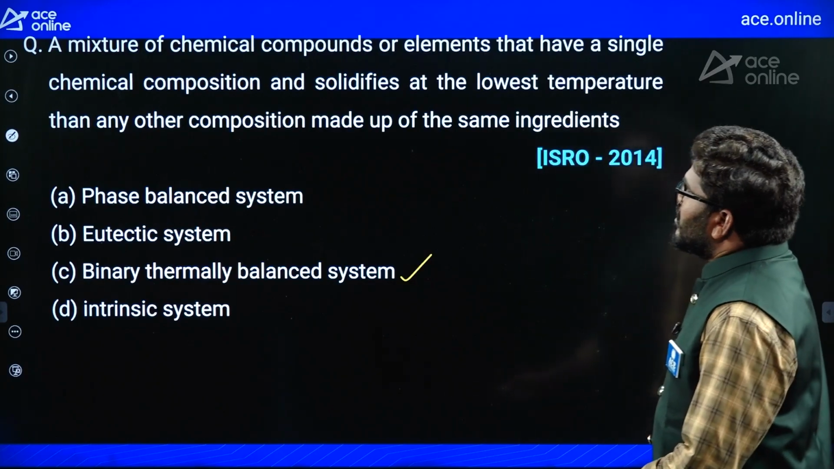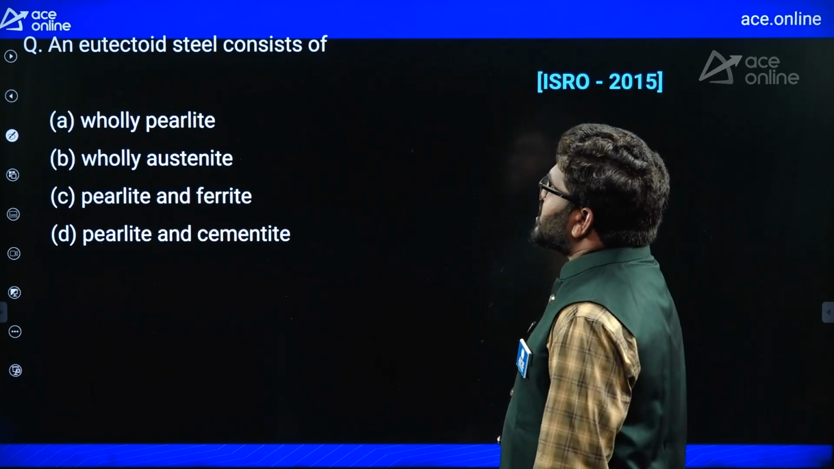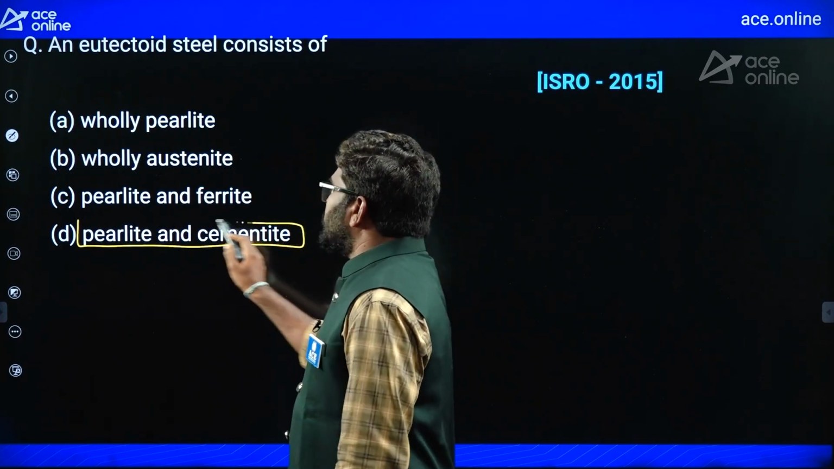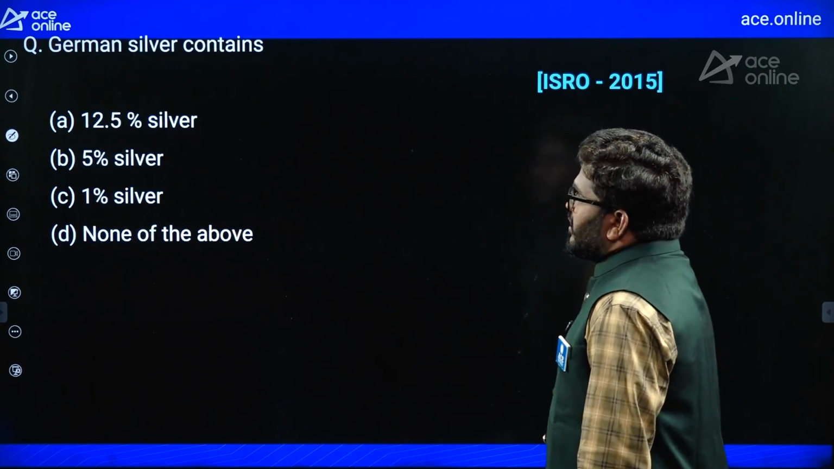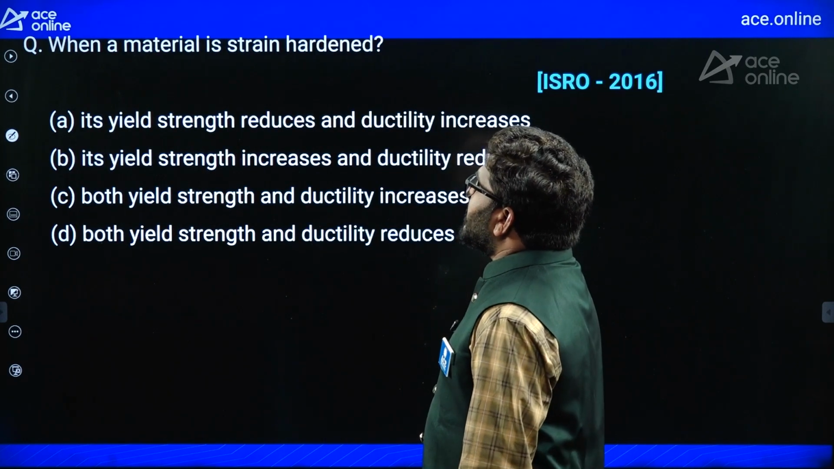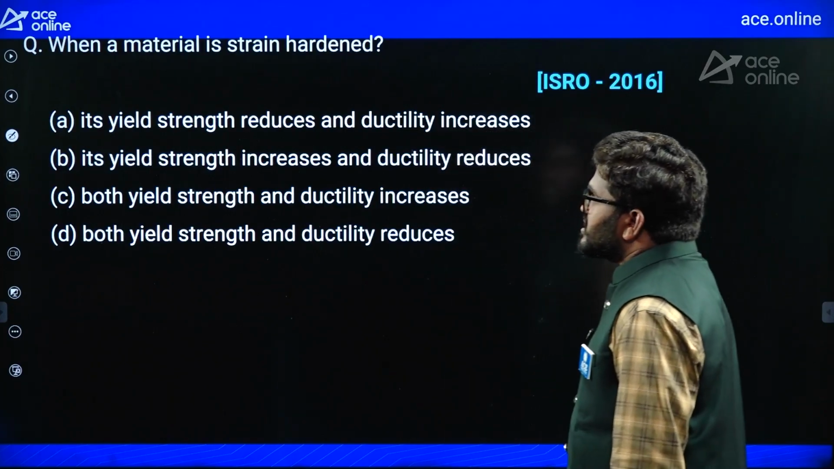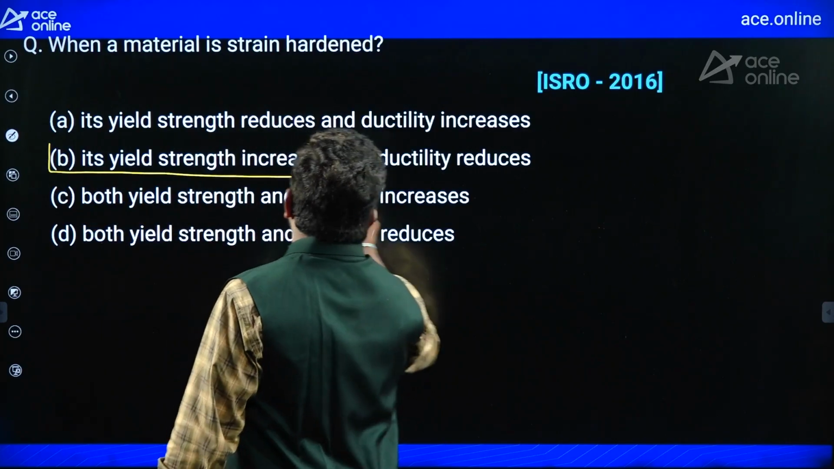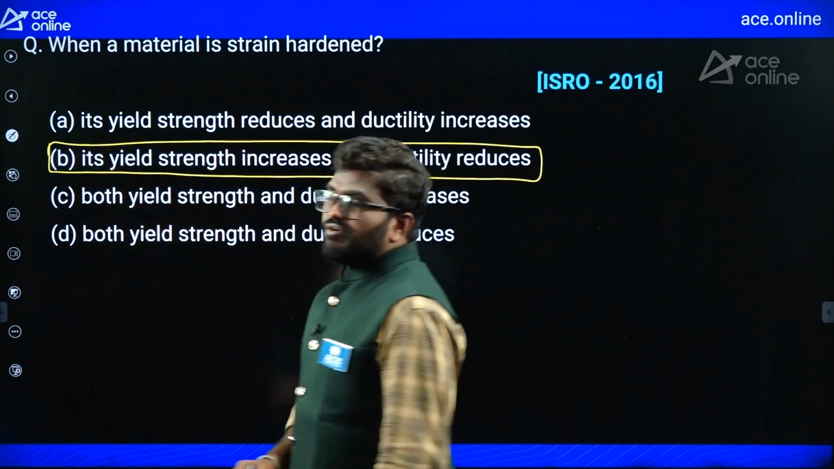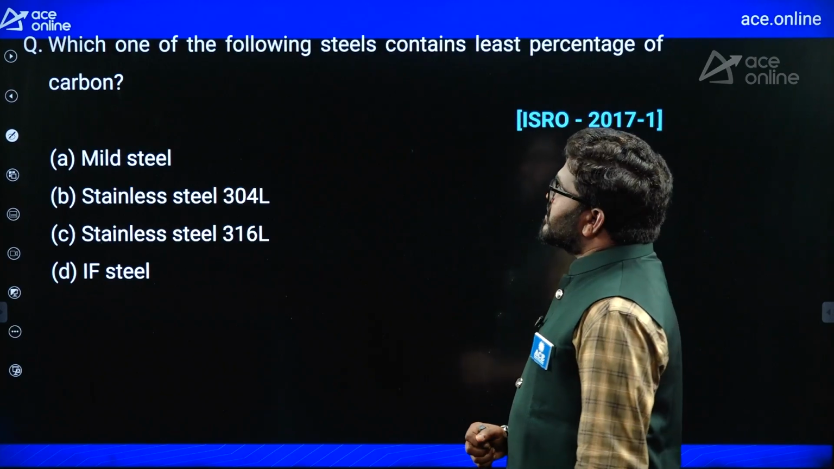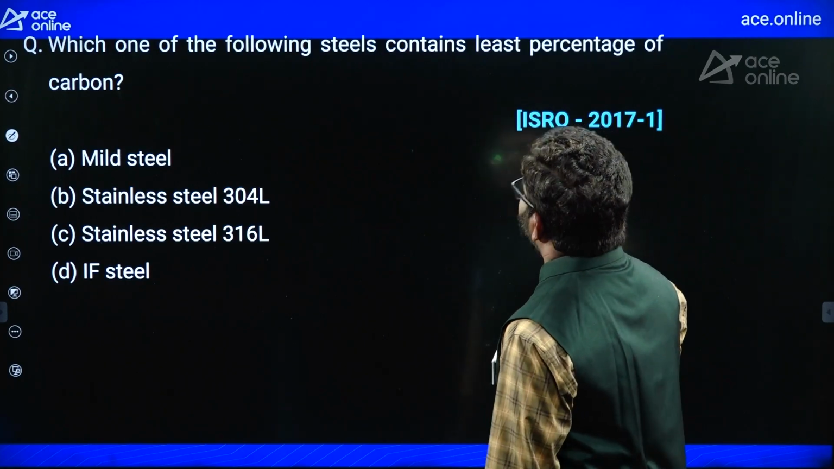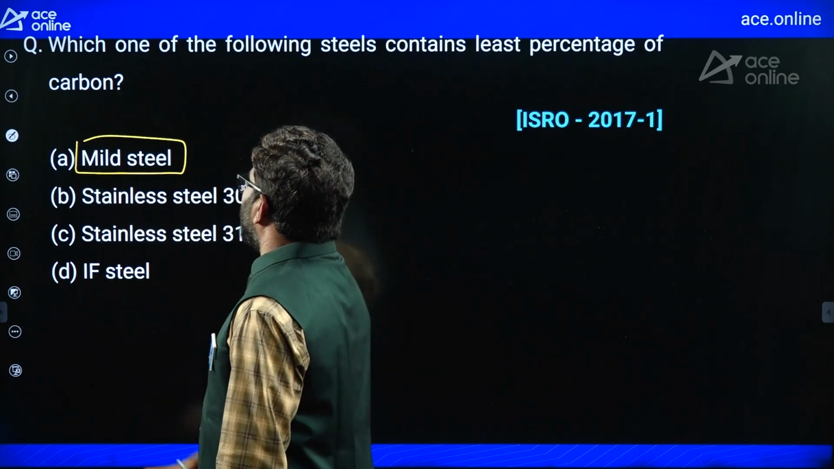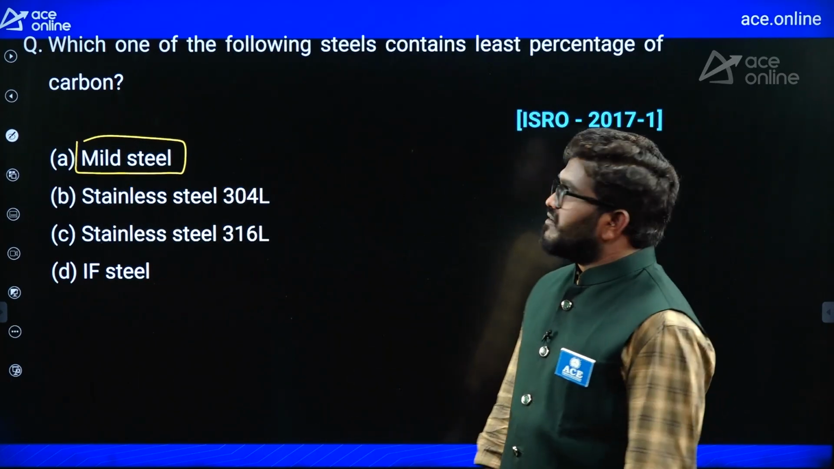Okay, now a eutectoid steel consists of perlite and cementite. Now next question, when a material is strain hardened, its yield strength increases and ductility is going to decrease. Now, which one of the following steels contains least percentage of carbon? Mild steel contains the least percentage of carbon.